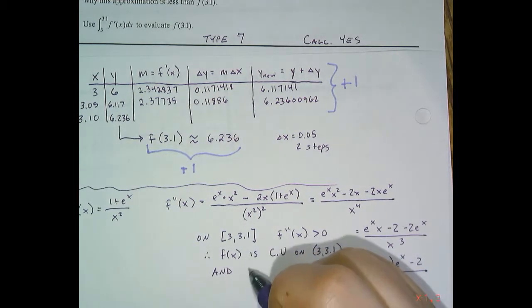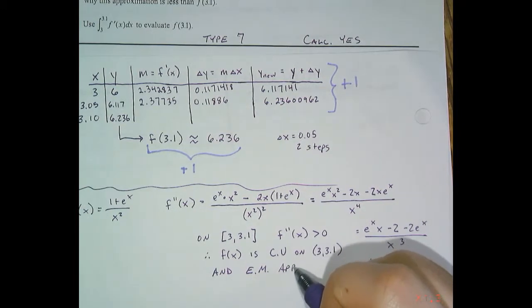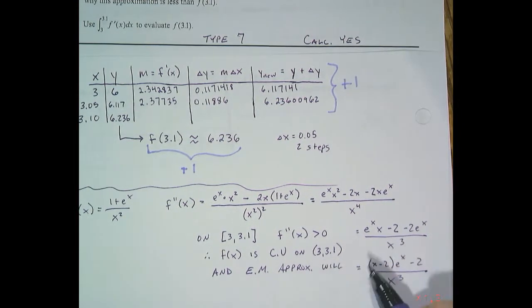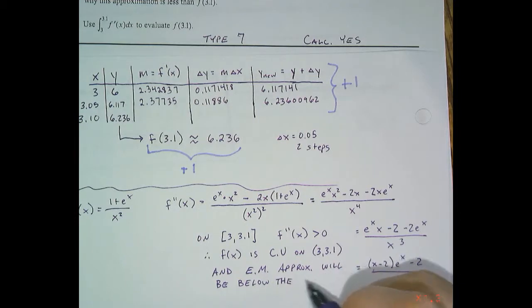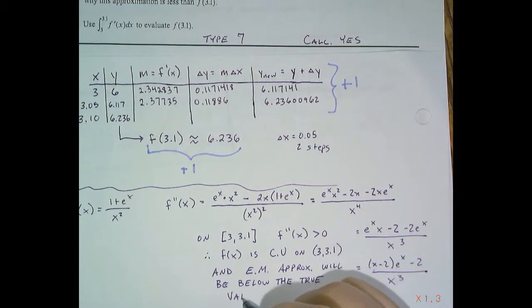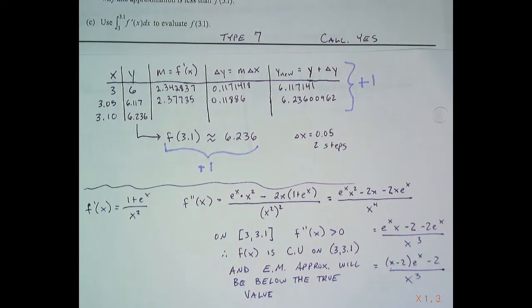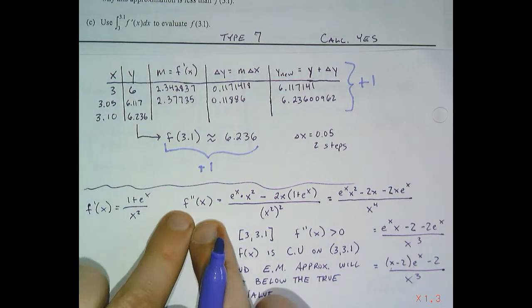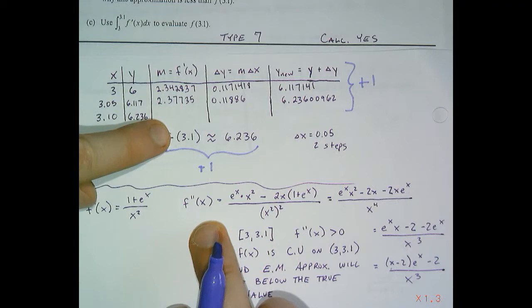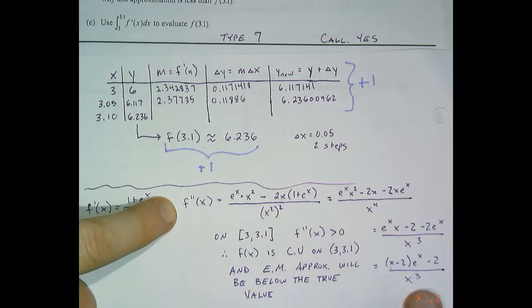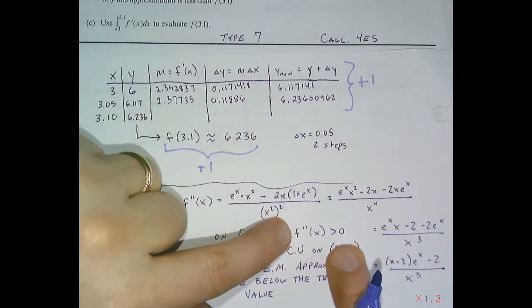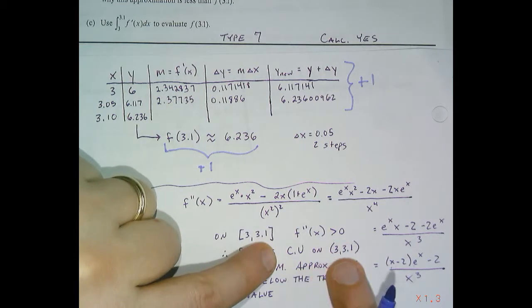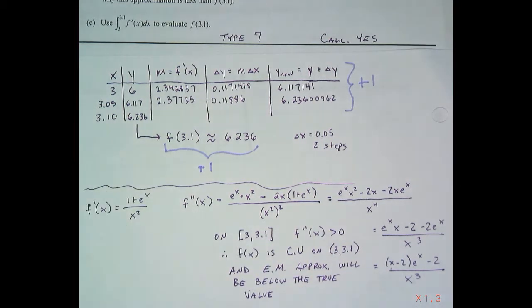And Euler's method approximations will be below the true value. Okay. So to recap, they wanted us to use the second derivative to show that the approximation found here was less than the true value. So because the second derivative is positive on the interval of Euler's method, the function is going to be concave up. And when your function is concave up, Euler's method is below the true value.